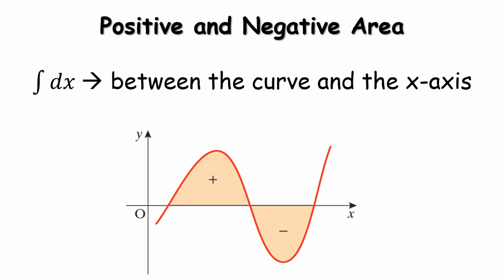So let's talk about the idea of positive and negative area. If you've done coordinate geometry, we would have worked out the area of a triangle. And if you can remember back to that formula, the area of the triangle formula in coordinate geometry has absolute value signs, which means we always take it as positive.